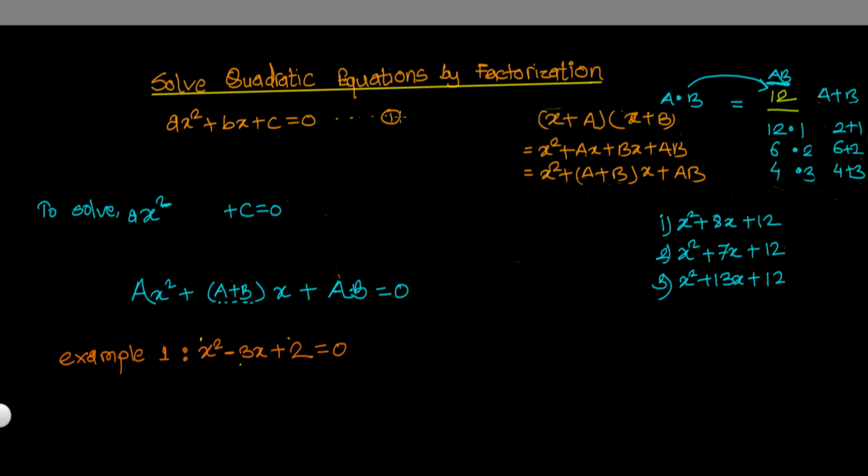Now if we want to factorize the quadratic equation into the form x plus a and x plus b, let us see how we can approach it. Suppose I have the product of x plus a and x plus b. If I expand it, I get x squared plus ax plus bx plus ab. If I take x common from the middle terms, I get x squared plus (a plus b)x plus ab.